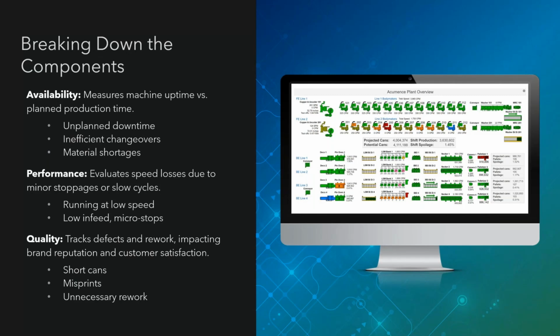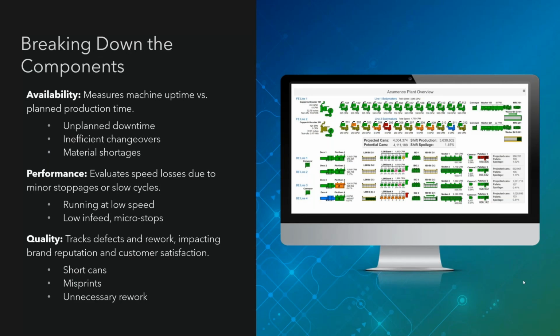So in the can making industry, as here, we can see short cans, misprints, or rework required. And this is something that, again, these reason codes become very important. Getting that granular data from either the automation layer or from an operator input with screens in the actual plant will allow us to make our decisions and understand where we are losing some product for quality.